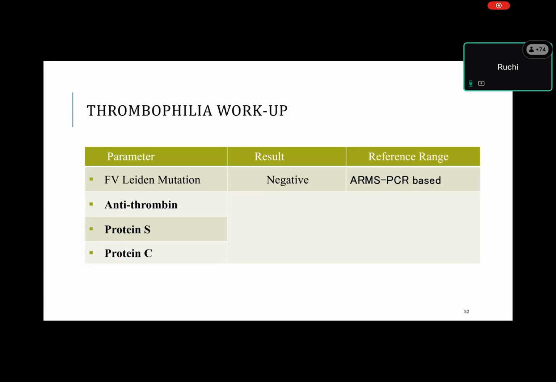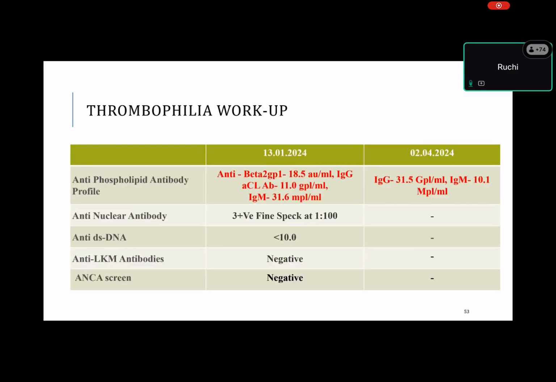The factor V Leiden mutation we did, which was ARMS-PCR based in our lab, is negative. Any kind of antithrombin or protein S deficiency testing we will not do now, because it is the acute stage. But what else we did: we did the APLA workup, and anti-beta 2 GP1 antibody is positive, anti-cardiolipin is positive, and on repeating it is again positive.